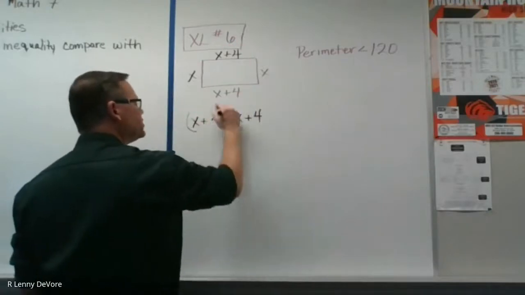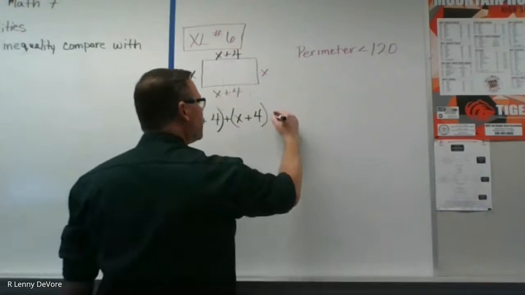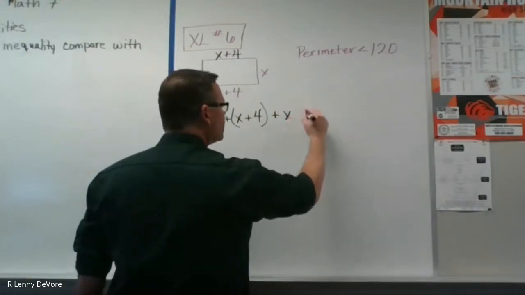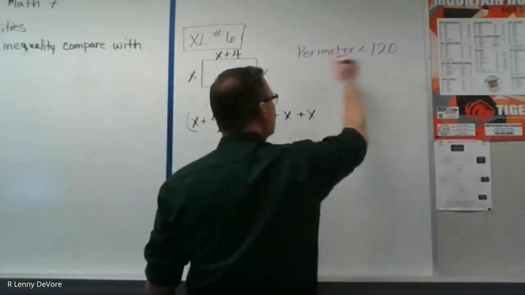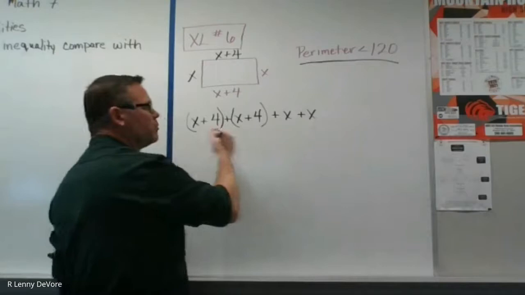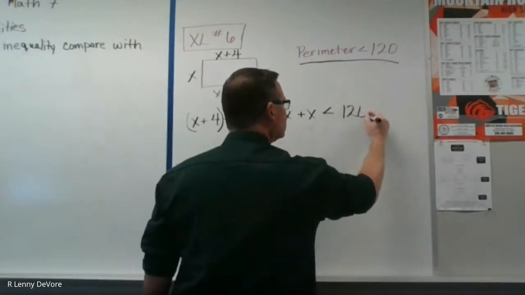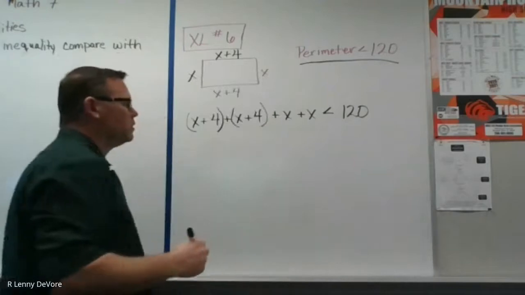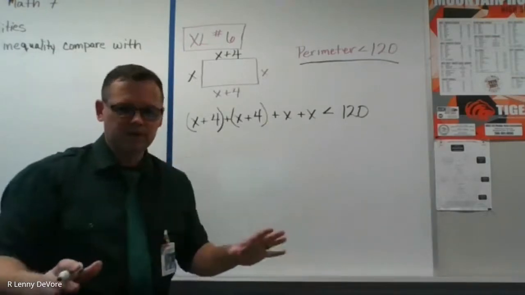See how that's both of these? I'll even put parentheses around them. That's those two, right? Plus x plus x. And then we use this right here. So this is the perimeter. This is going to be equal to the perimeter, and it needs to be less than 120.